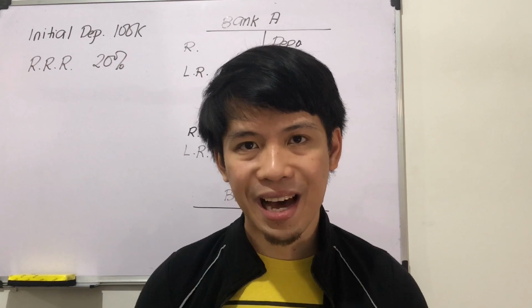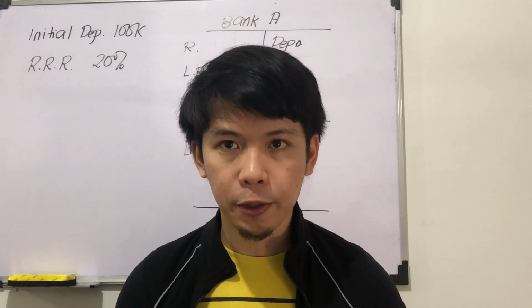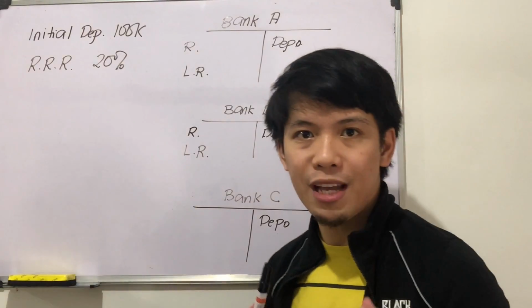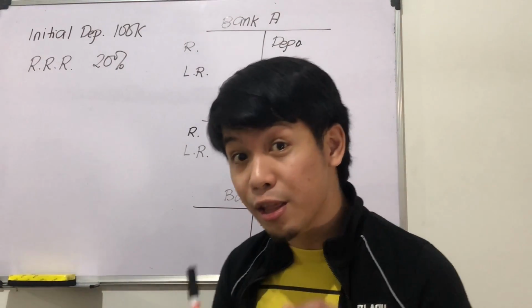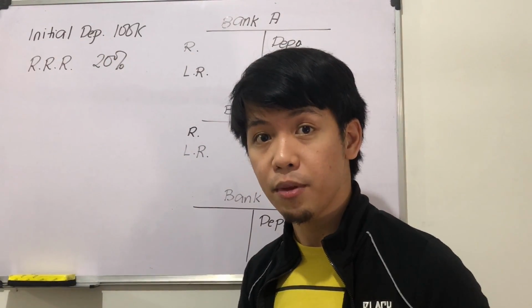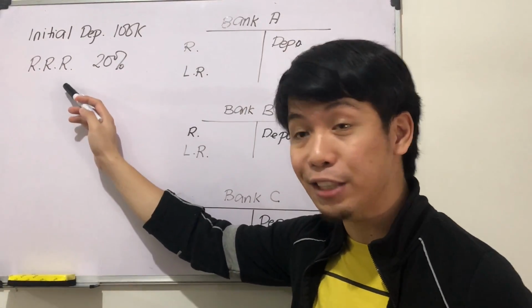Now, what do we mean by reserves of commercial banks? Again, it is the cash amount kept on hand by banks in order to meet central bank requirements. This is to be appreciated together with the required reserve ratio. How does this work? To understand, let us make the following assumption. Imagine that we have an initial deposit in any bank, 100,000. The required reserve ratio, let us say, is 20%.